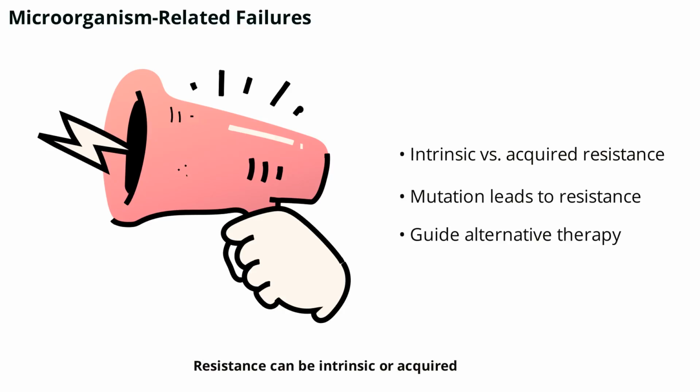Resistance can be intrinsic or acquired. Intrinsic resistance means the drug never worked against the organism, such as vancomycin's ineffectiveness against gram-negative bacteria. Acquired resistance develops when bacteria mutate, rendering previously effective drugs useless. Understanding these mechanisms helps guide alternative therapy and prevent further resistance.